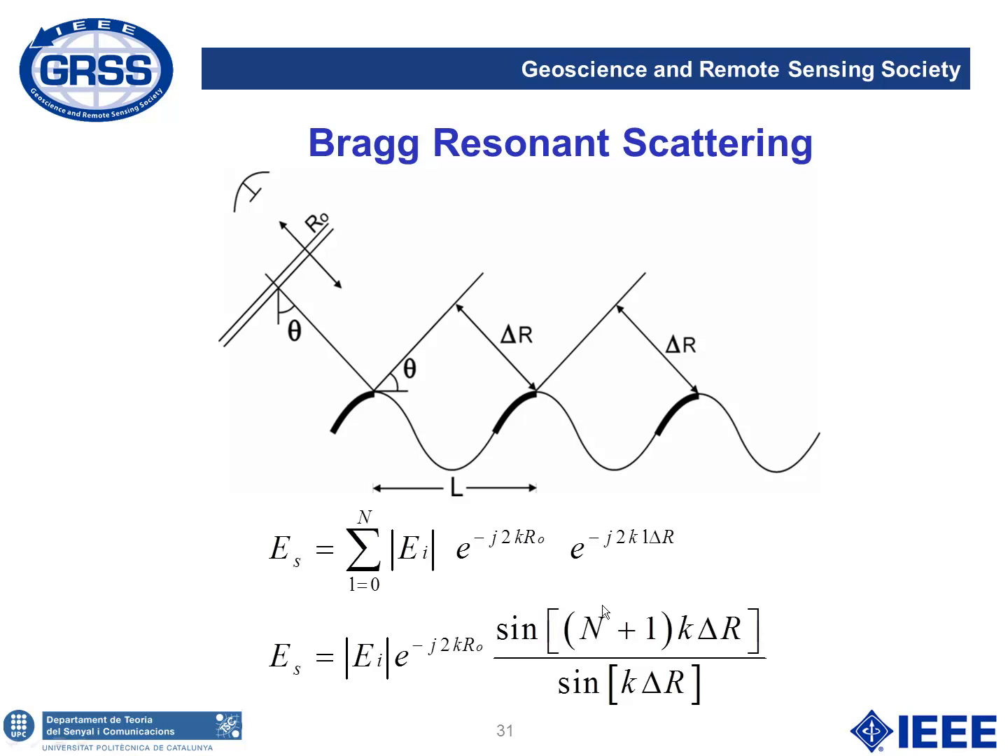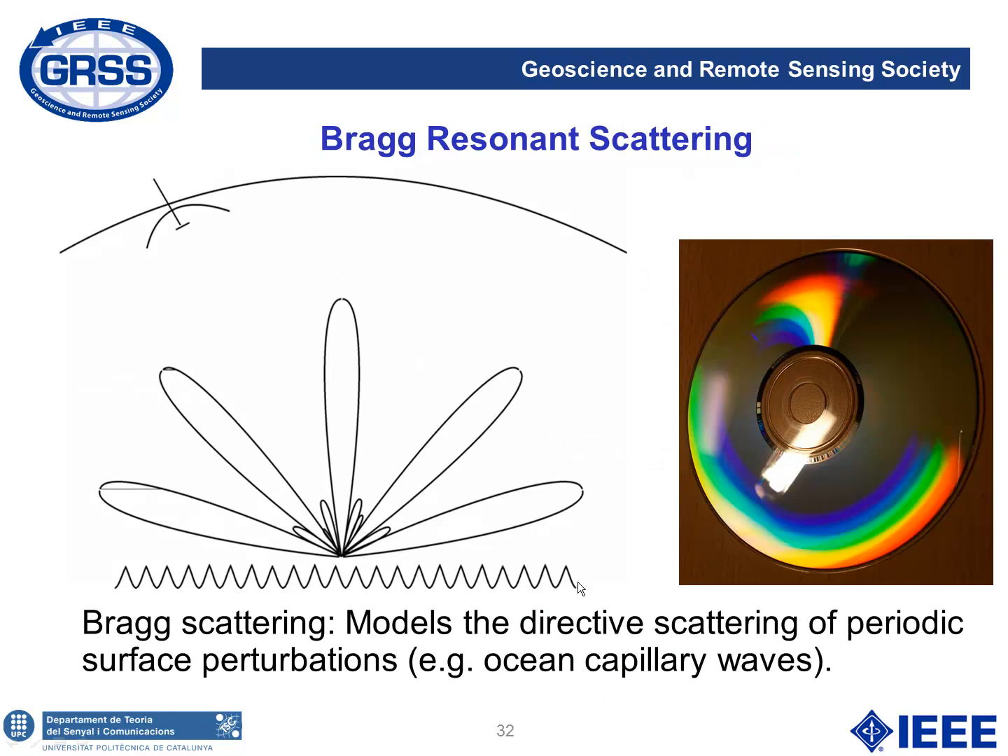Actually, these are the expressions resulting, and when we plot this scattering behavior, what we discover is that we have a very strong reflection at certain angles. The first reflection is at orthogonal or zenithal observation, but in oblique observation we have strong returns only when these surfaces become resonant, and then the returns of the single waves reinforce together. And you can see here a CD.